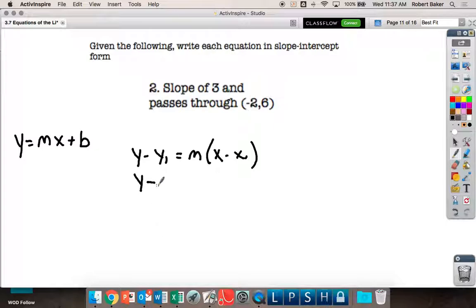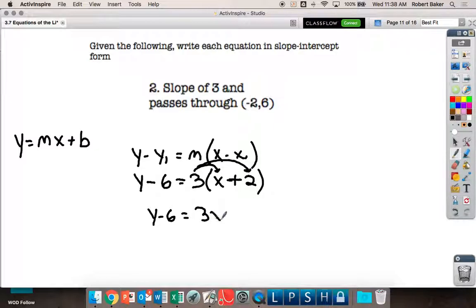Okay, so here's what Blake did. He used point slope formula. He said y minus y1 equals slope times x minus x1. Y minus 6 is equal to slope 3 times x minus negative 2. I like to write x minus negative 2 so I can change it to positive 2. And then he applied mathematics. Y minus 6 equals 3x plus 6.